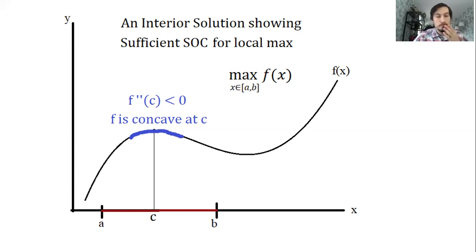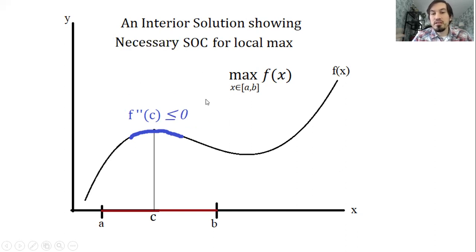Okay. You guys have any questions about what it means to have satisfied the sufficient SOC, in this case stands for second order conditions? Okay. Here's the necessary ones. It doesn't look any different, really. The only difference here is that it's less than or equal to 0.